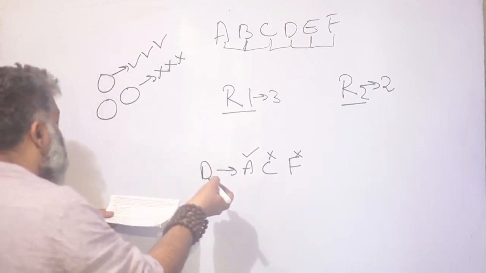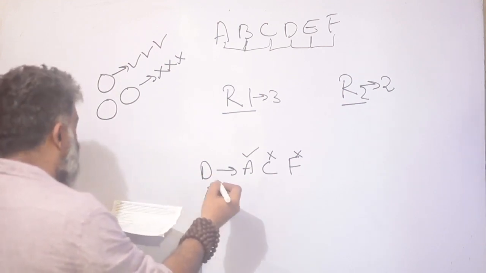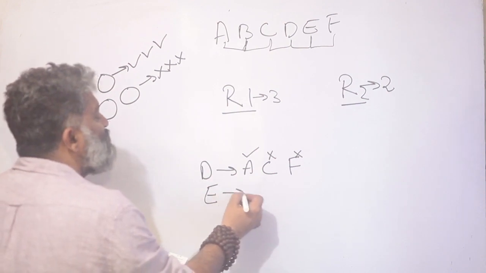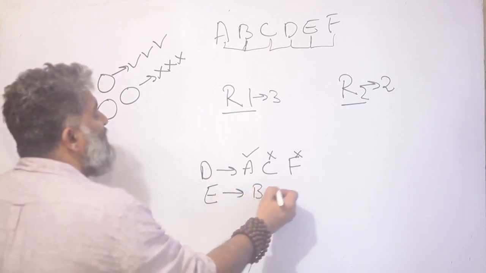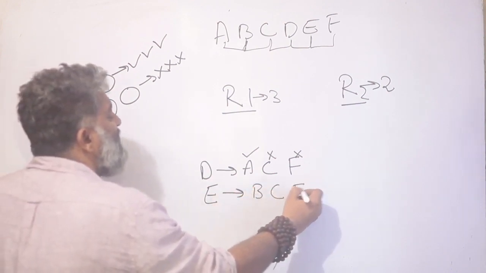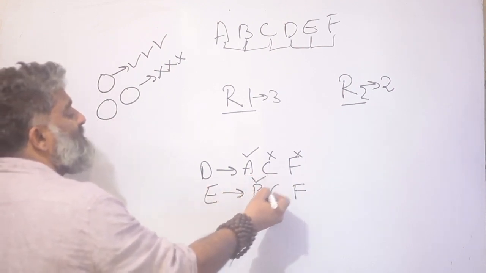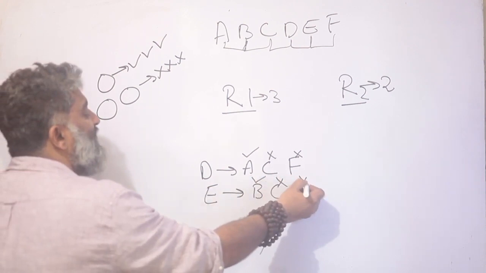Very similar information is given for E as well. It says E lost to B but won against C and F. So if I work at E, E is playing against B, C and F. He lost to B, that means B won the game, but won against C and F.